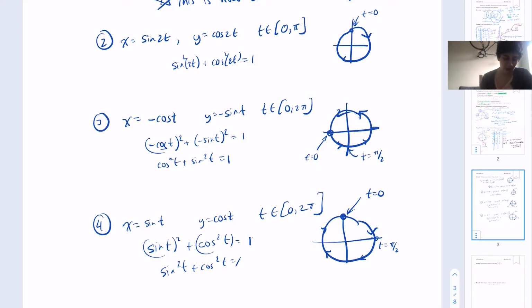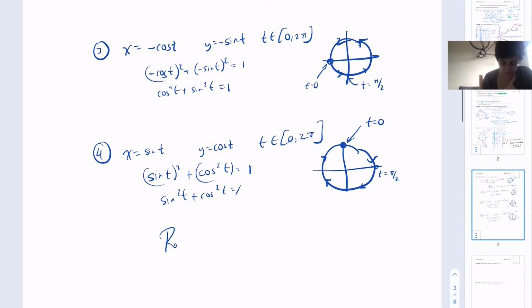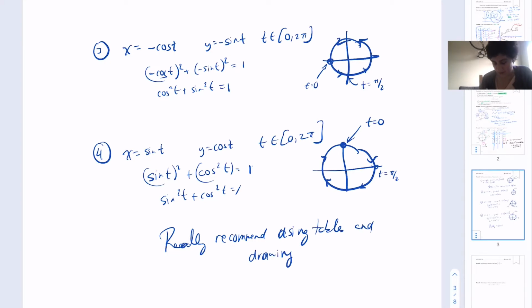I really recommend using tables and drawing pictures, drawing diagrams.